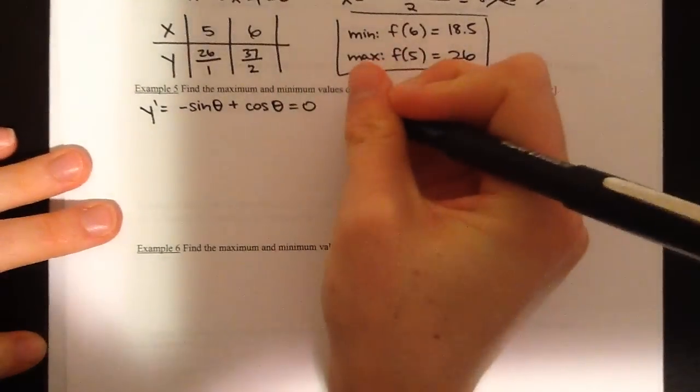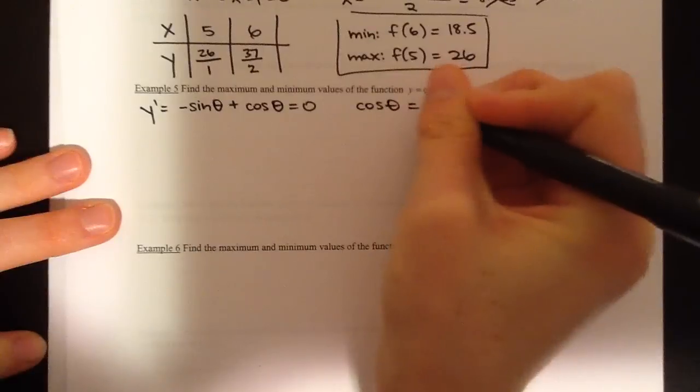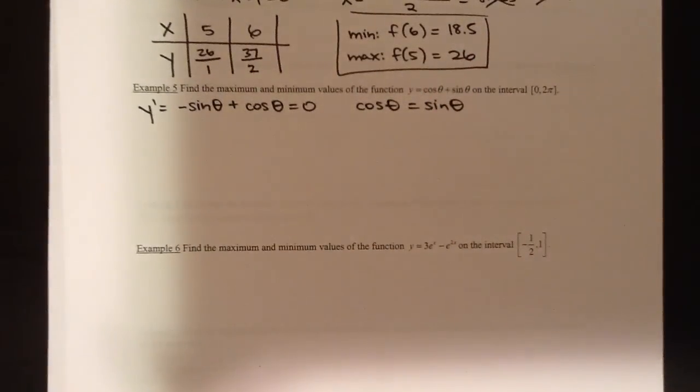So that means I am looking for anywhere where cosine is equal to sine. We need to know our unit circle values. It is never, ever going to go away. If you have not learned them yet, learn them now.